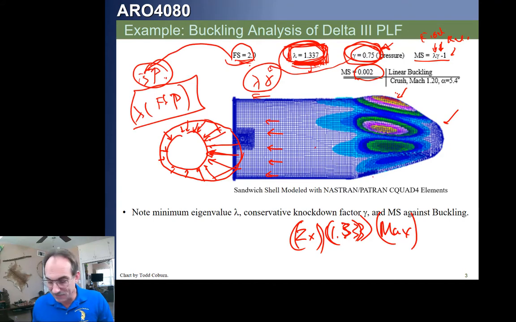That sounds like a pretty safe design. The reason we're using a factor of safety of 2 rather than the typical 1.5 is because this structure, we didn't test this load case. We did test this fairing, but not for this load case.